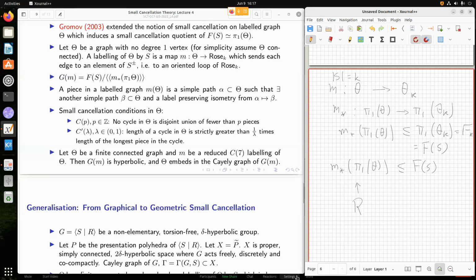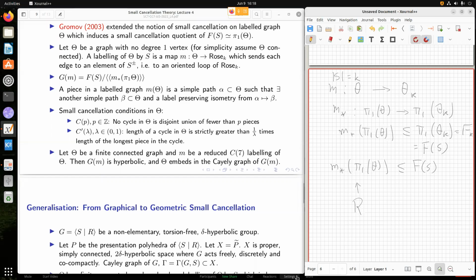That was the stronger condition, and the usual C prime was the largest piece in that subword in that relator is less than lambda times the length of that relator. So here C prime lambda: the length of a cycle in theta is strictly greater than 1 over lambda times the length of the longest piece in the cycle, right? So what was the definition for the classical small cancellation? The length of the longest piece in the relator is less than lambda times the length of the relator, right?